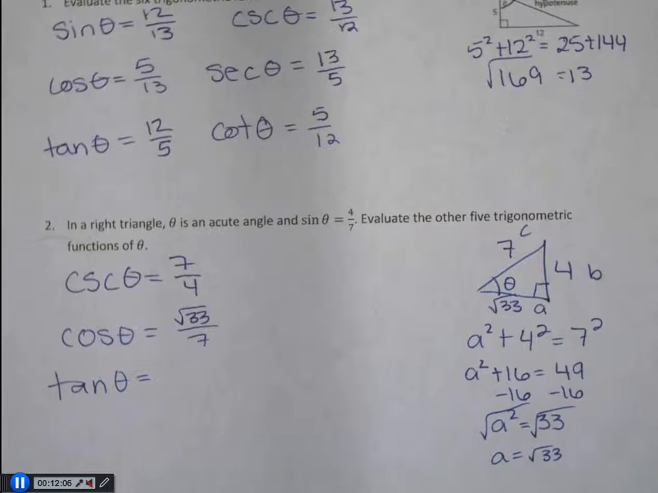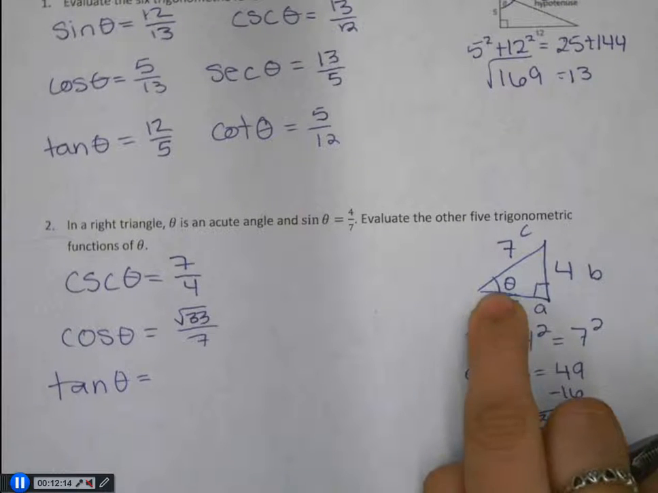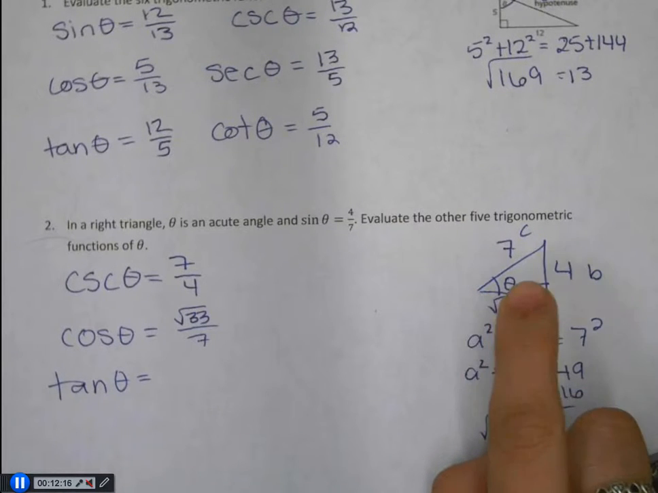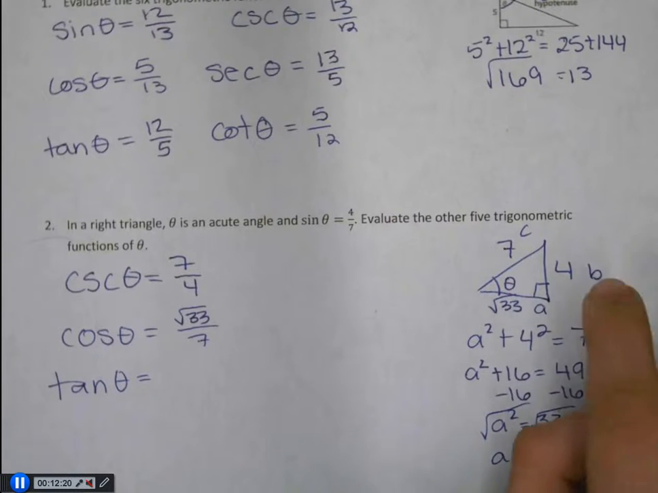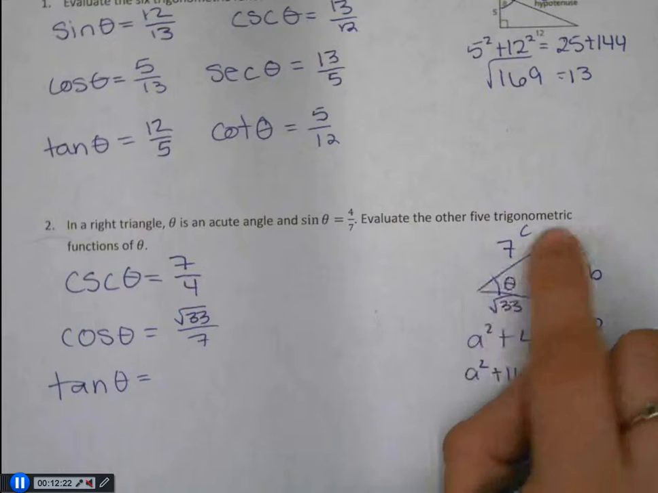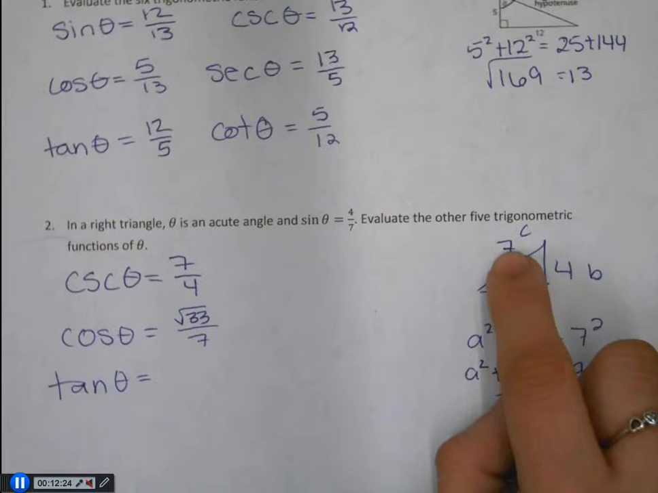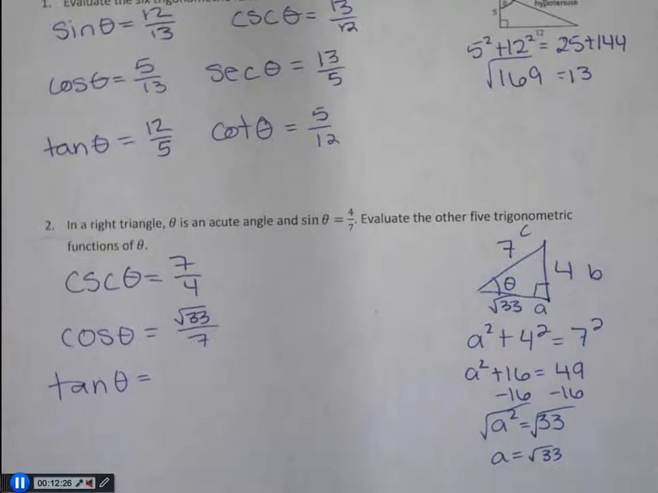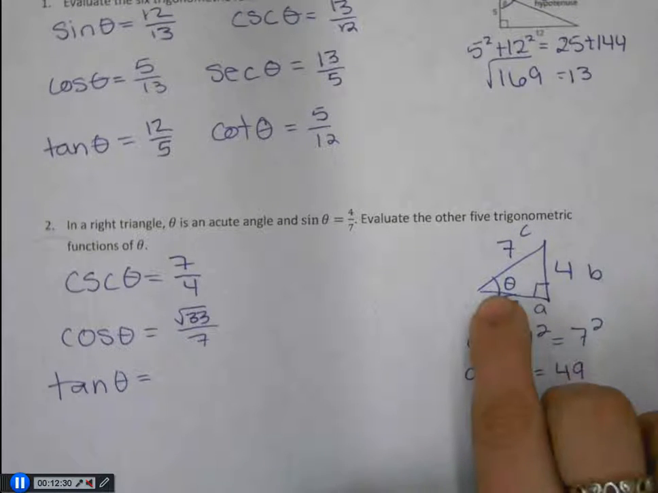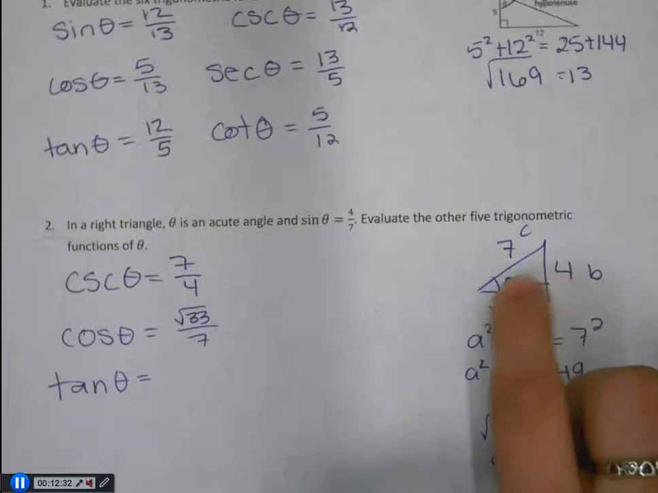So my tangent is what? So you see how my angle's right here? Hypotenuse, by the way, is always the longest. Yeah, hypotenuse is always my longest side. So 7 is my longest, or the diagonal side on a right triangle. Opposite is always the one that's straight across from the angle.